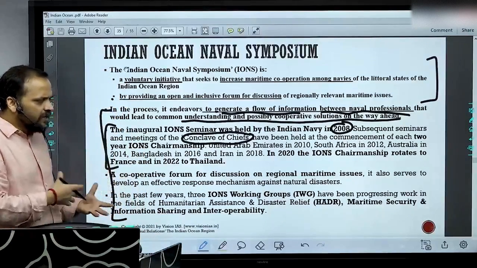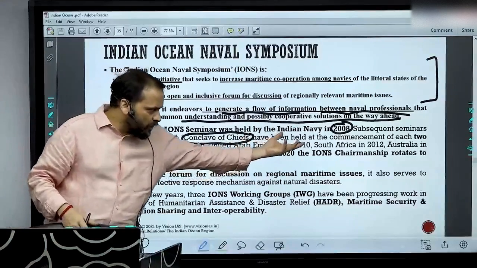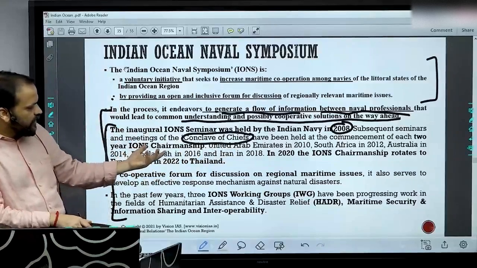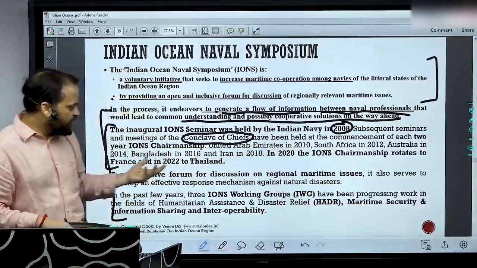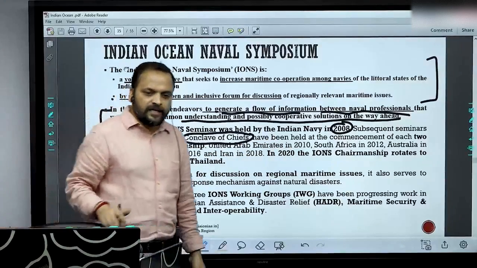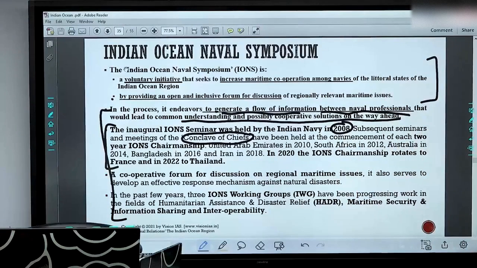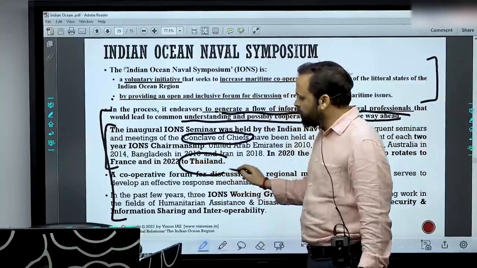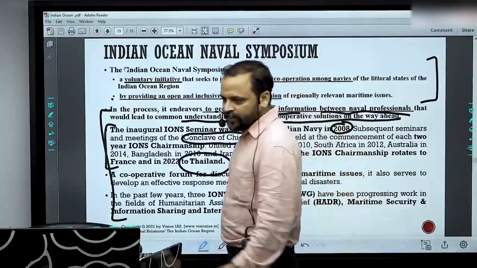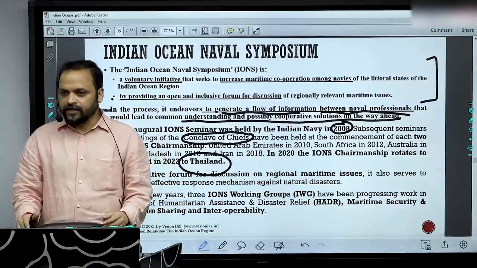The first IONS, Indian Ocean Naval Symposium, in 2008 was hosted by India, right? And subsequently many countries have led it. So UAE 2010, South Africa 2012, Australia 2014, Bangladesh 2016, Iran 2018, 2020 IONS chairmanship rotated to France, and 2022 now the IONS is chaired by Thailand. Whichever country is the chair would be coordinating the meeting. IONS does not have a headquarter, right? That's why it is a voluntary initiative.